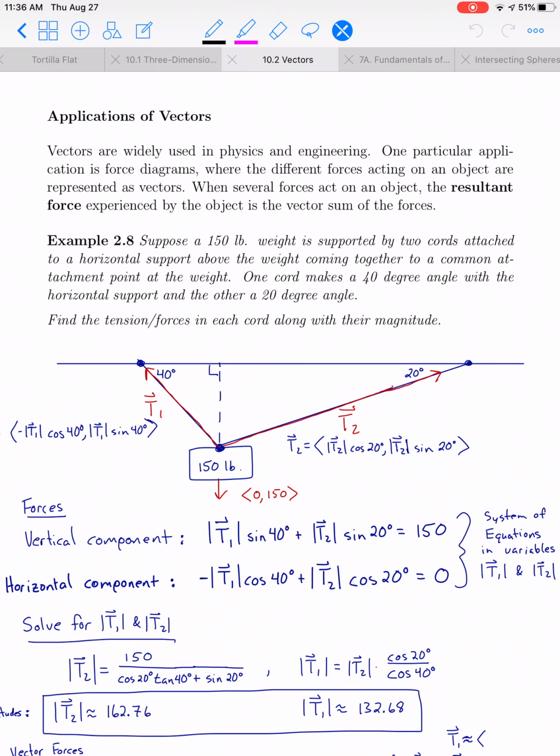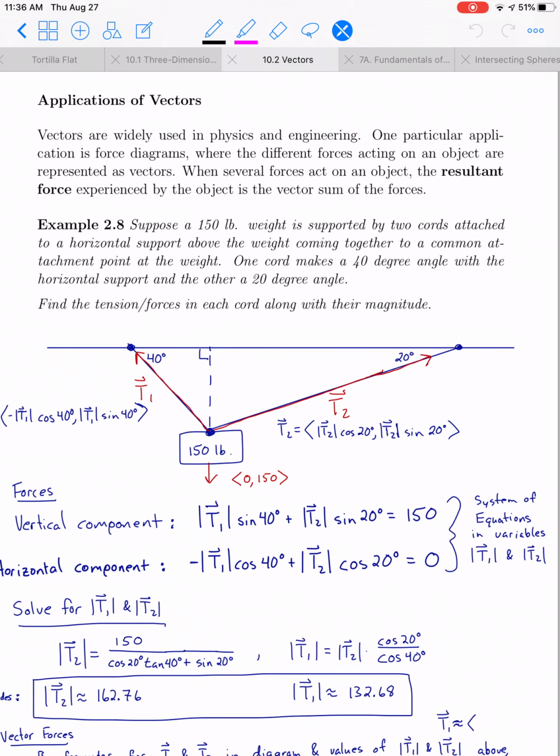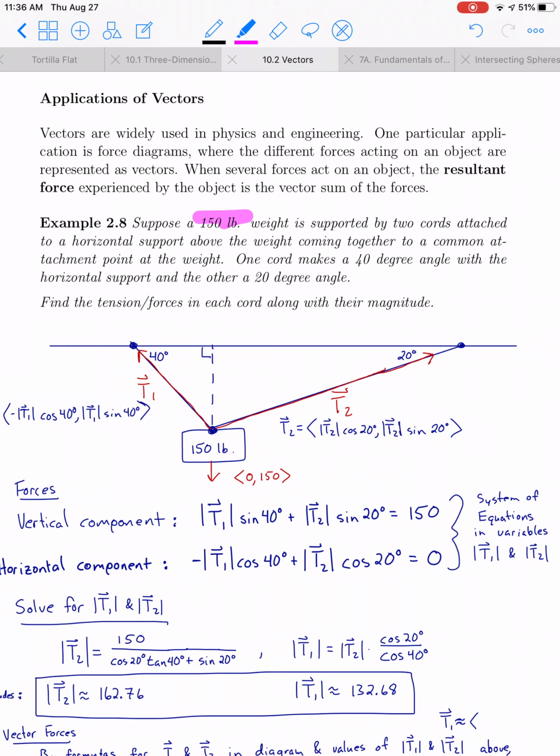So what we've got in the problem is a 150-pound weight. It's supported by two cords which are attached to a horizontal support above the weight. They come together at a common point to suspend the weight. One cord makes a 40-degree angle with the horizontal support. The other cord makes a 20-degree angle with the horizontal support. And we're asked to find the tension and forces in each of the cords along with their magnitude. Or the tension slash forces, sort of the same thing. In this case, our forces are tensions on these cables, cords.